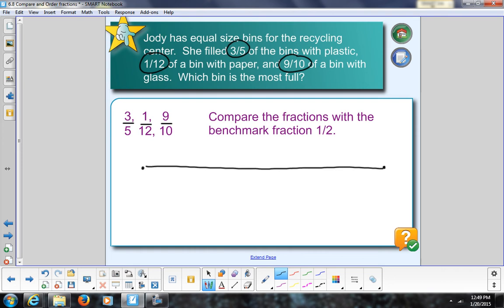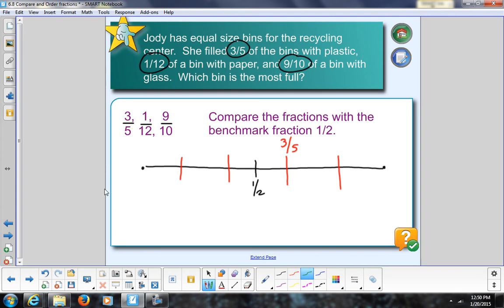We're going to compare this with a benchmark fraction, right? So that would be a half, sorry. If I was looking at 3/5, let's pretend for a second that this was broken into fifths. 1, 2, 3, 4, 5. Okay, so that would still be our half mark. That would be a fifth. So if I had 3/5, I'd be 1, 2, 3/5 would be right there. Okay, so it is bigger than 1/2.